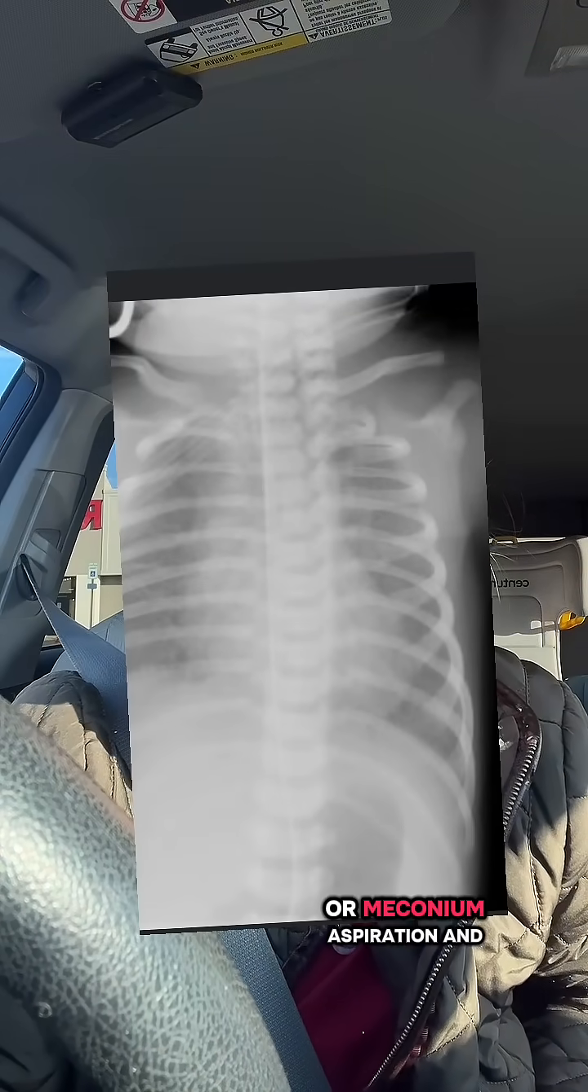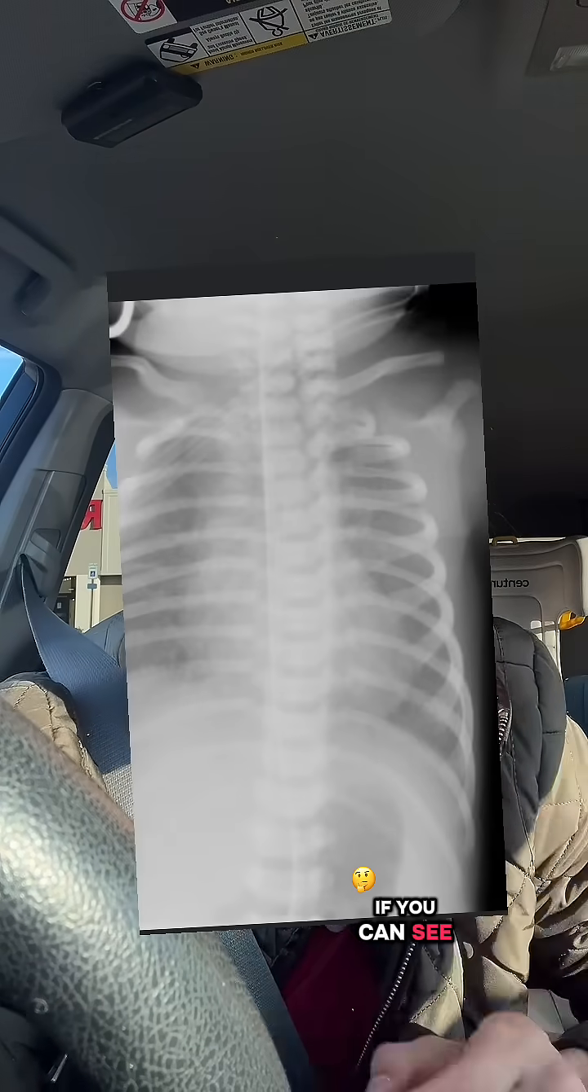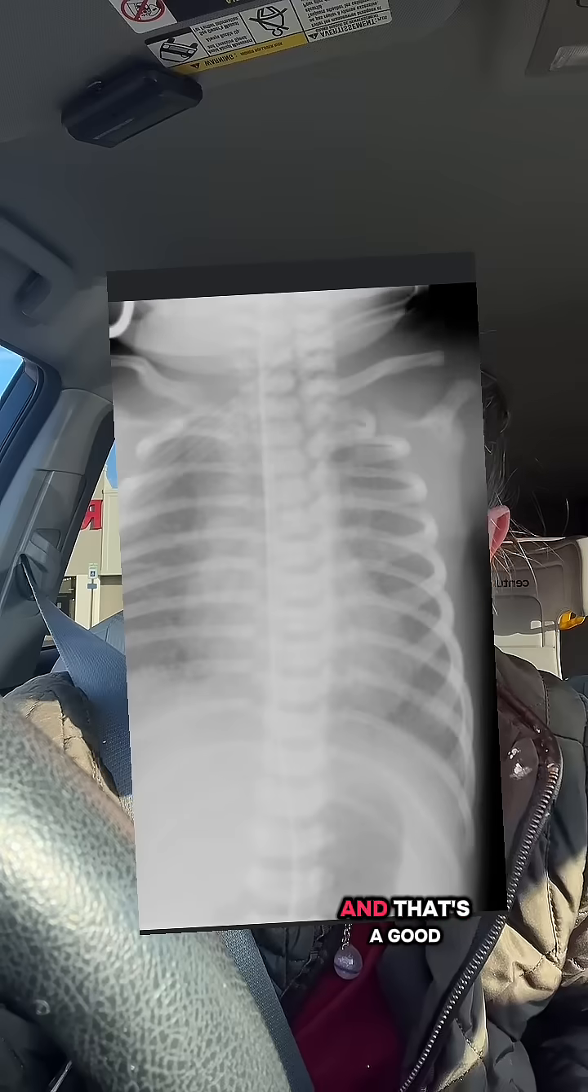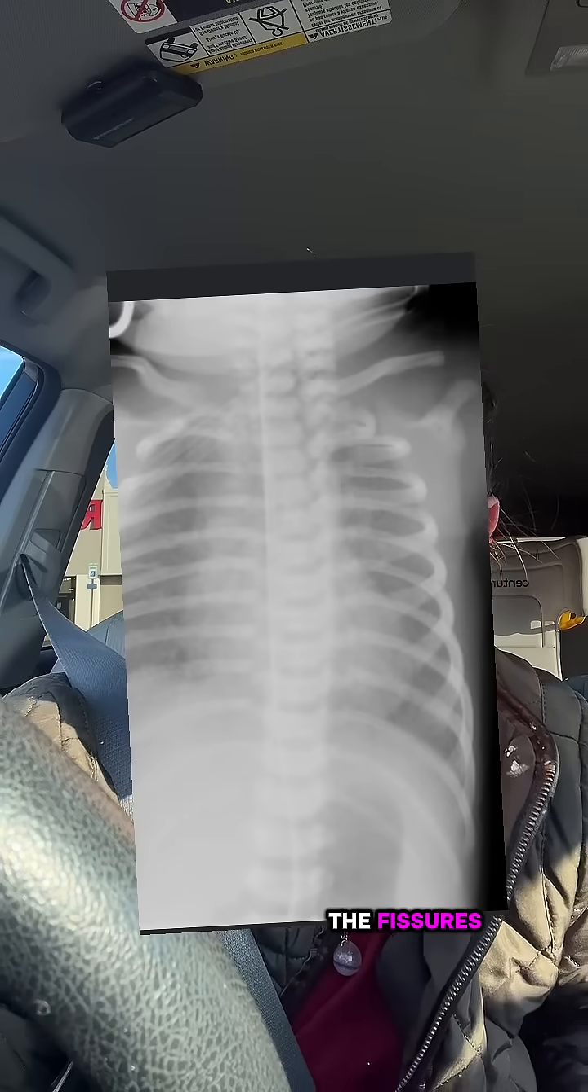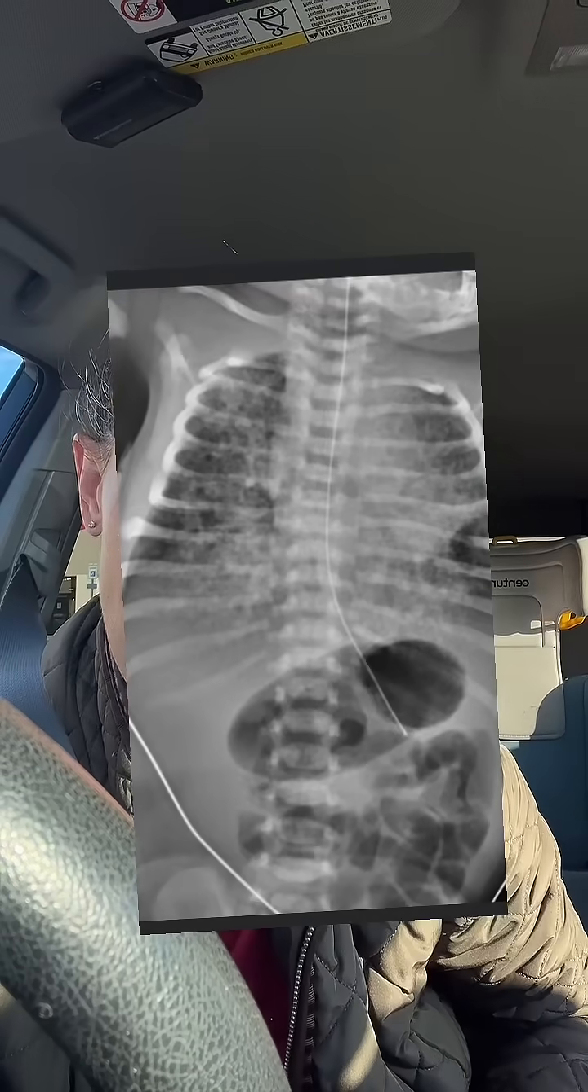Next up, we have this guy. TTN, RDS, or meconium aspiration? And I'm going with TTN. If you can see in the right middle lobe, there's a linear line right between the two ribs, and that's a good giveaway that that's fluid in the fissures. So this one's TTN.